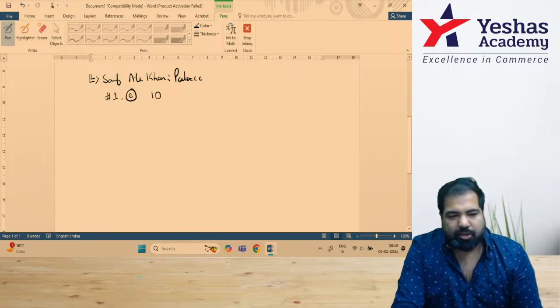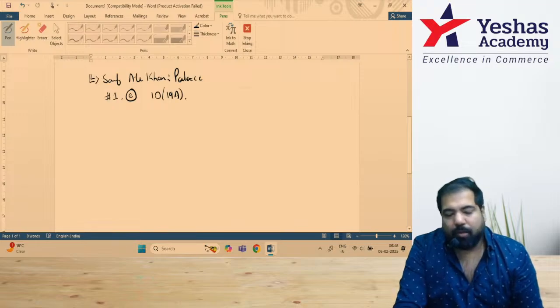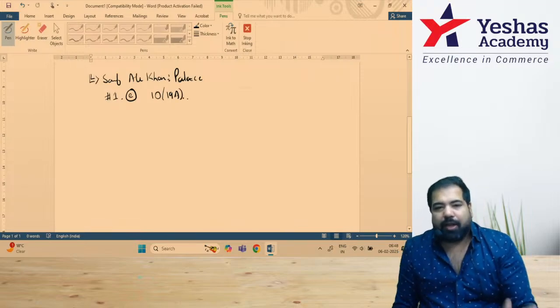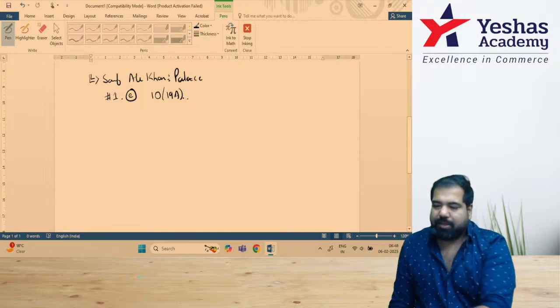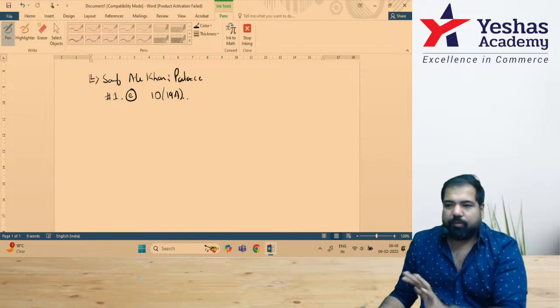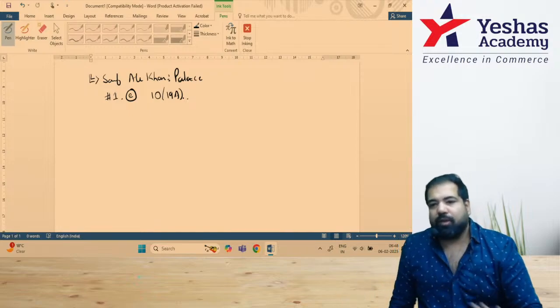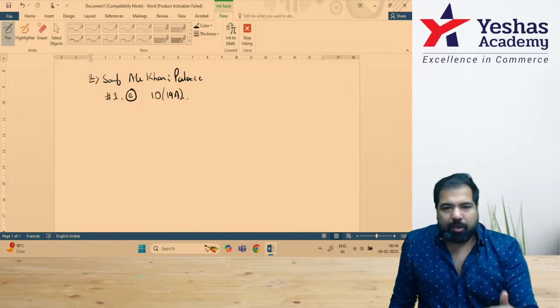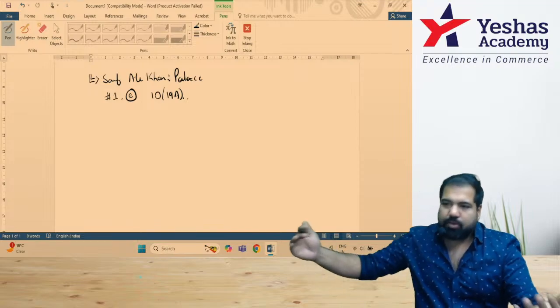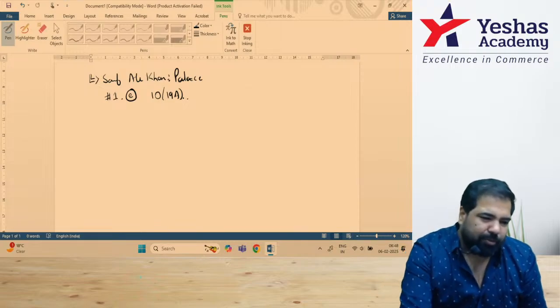There's a section called 10(19A), but this is only for how many palaces? One. And the condition is you should be staying in it, at least partly. Then any income from that palace we consider as exempt. This was a gift from the government to them so that they would allow us to take over the land. Not very important, but something that is new.